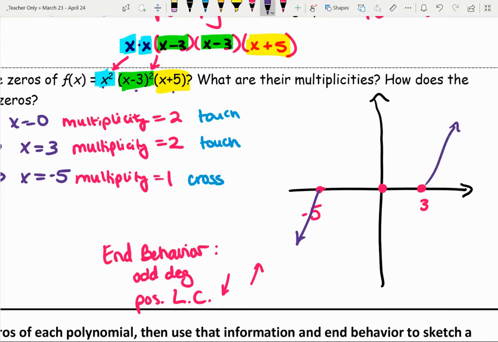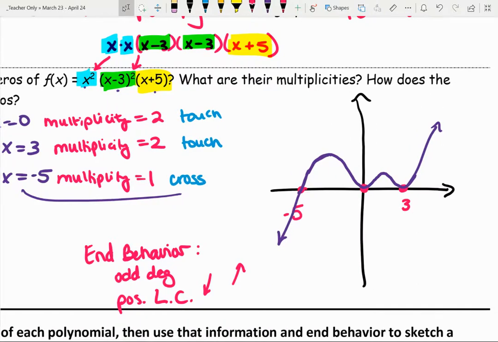And then thinking about what's going to happen. I will cross at x equals -5. So suddenly I'll be above the x-axis. And then once I come back down, at x equals 0, it says it will touch. So it'll just bounce off the graph right there. And it'll do the same thing at x equals 3. And then it will go upwards, which is exactly what I wanted with that end behavior.